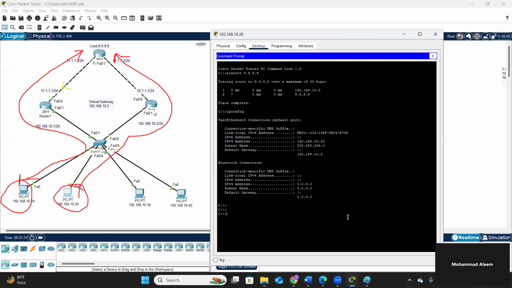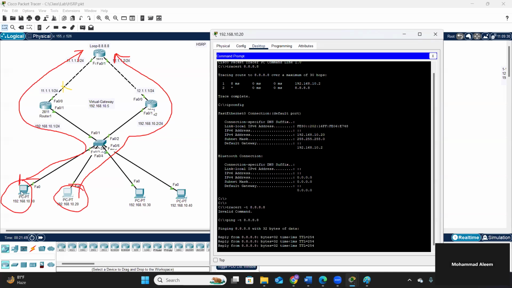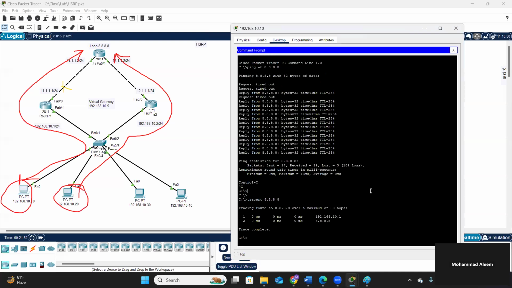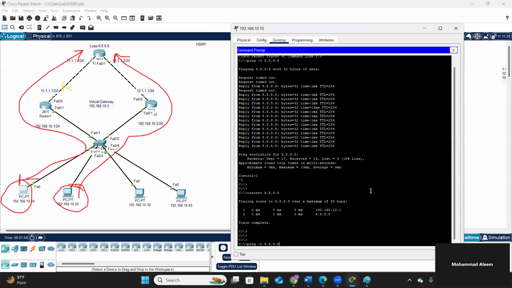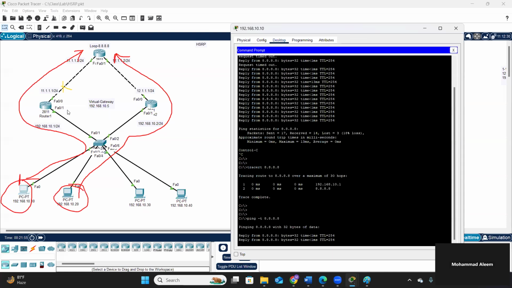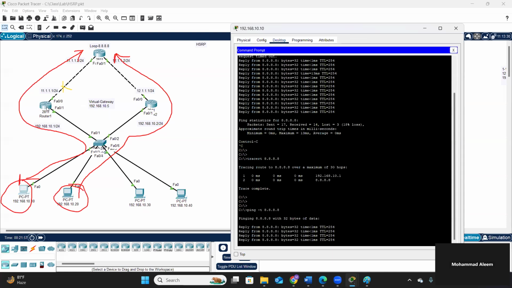And we'll try a continuous ping. Both routers, we'll try a continuous ping on these routers. Ping minus t 8.8.8.8. Okay, we'll run a continuous ping on this PC2 and PC1 also. Continuous ping, yes. Now what I will do, I'll shut down this interface.